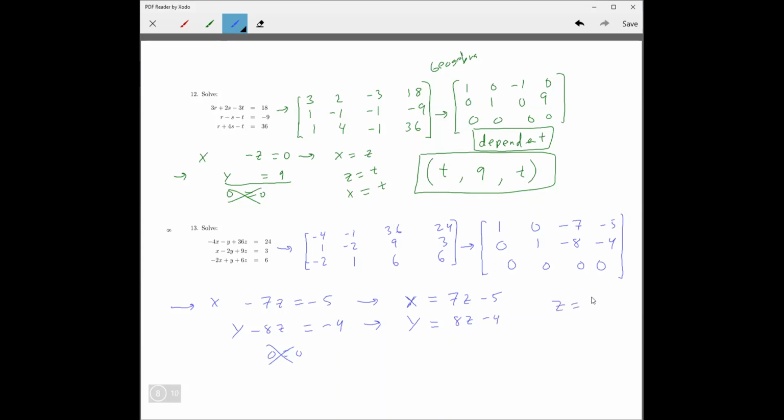And then you set the independent variable equal to t. So z equals t. And then after you do this, x becomes 7t minus 5, and y becomes 8t minus 4. Okay, so then your answer: x is 7t minus 5, y is 8t minus 4, and z is just plain old t. And that's your solution right there.